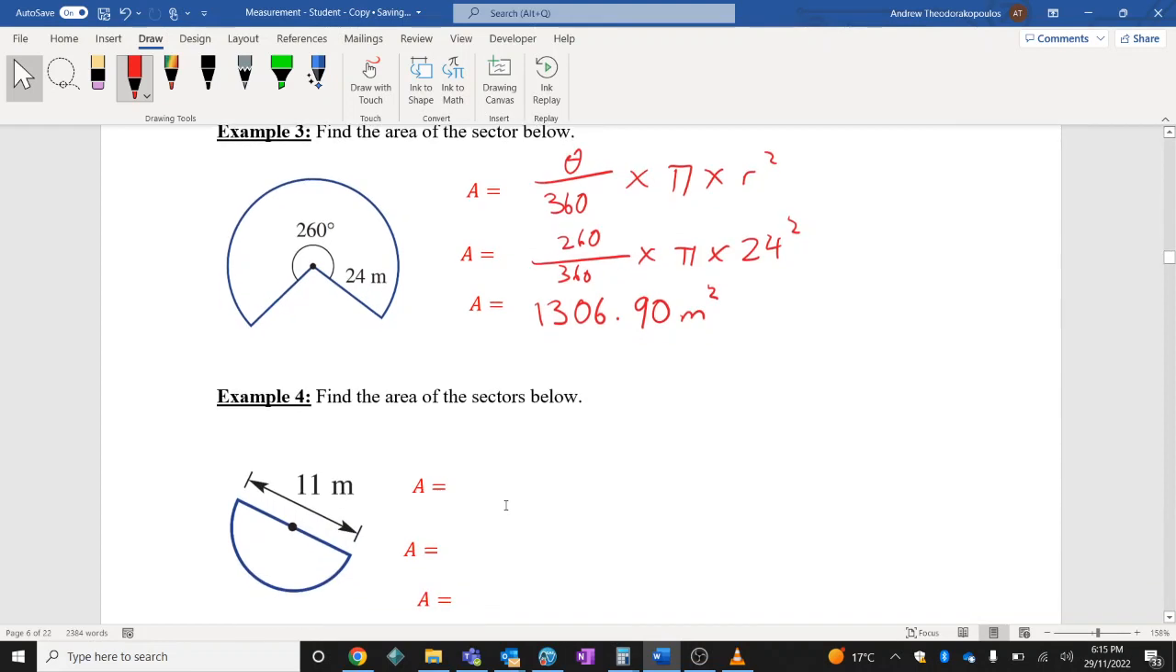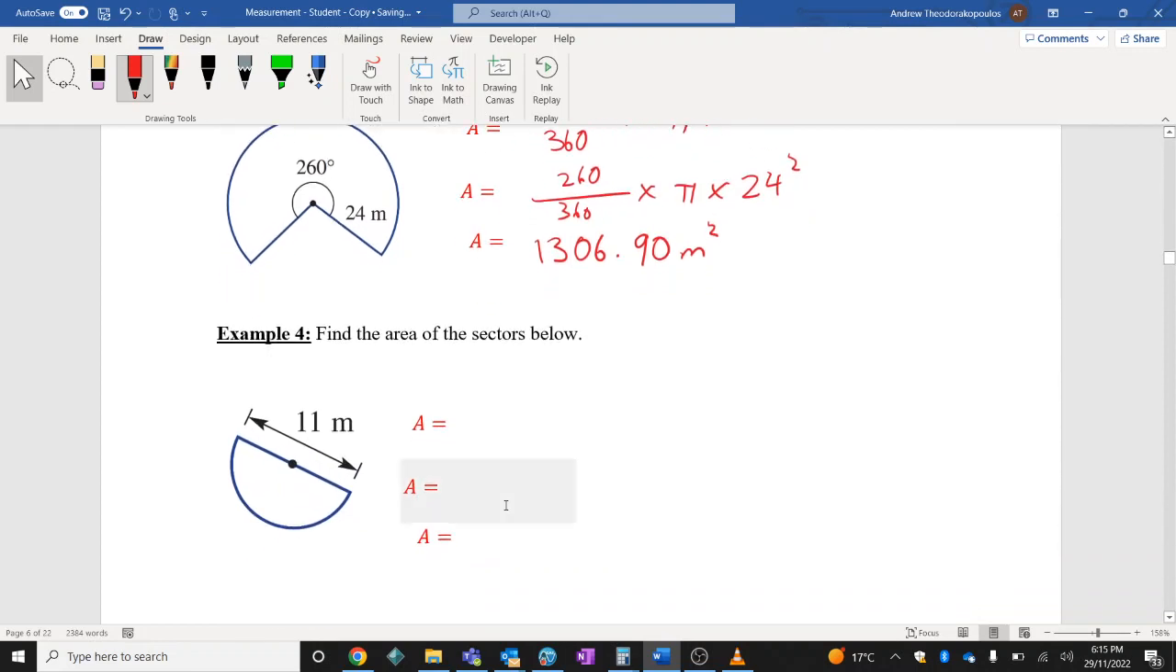The reason why example 4 is tricky is because you don't really know what the theta is, but whenever we have a semicircle, we know that the theta is 180 degrees. Here also, they've told us the diameter. We want to know what the radius is. So if the diameter is 11, then the radius is going to be 5.5 meters. So it's very important that you put in the right radius value.